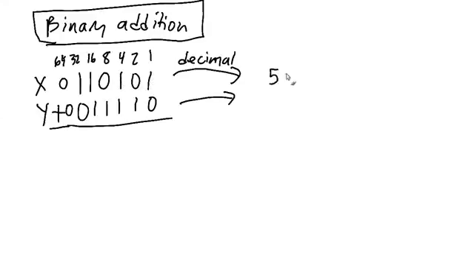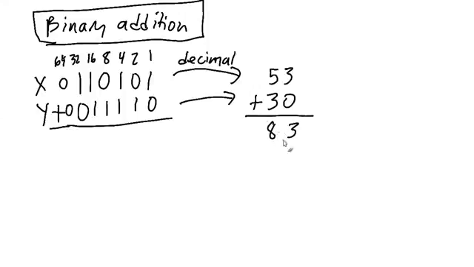Okay, that's 53. And this number over here, that's 16 plus 8, so that's going to be 24, plus 4 is 28, plus 2 is 30. Okay, so we add these two numbers together. What we end up with is 83.